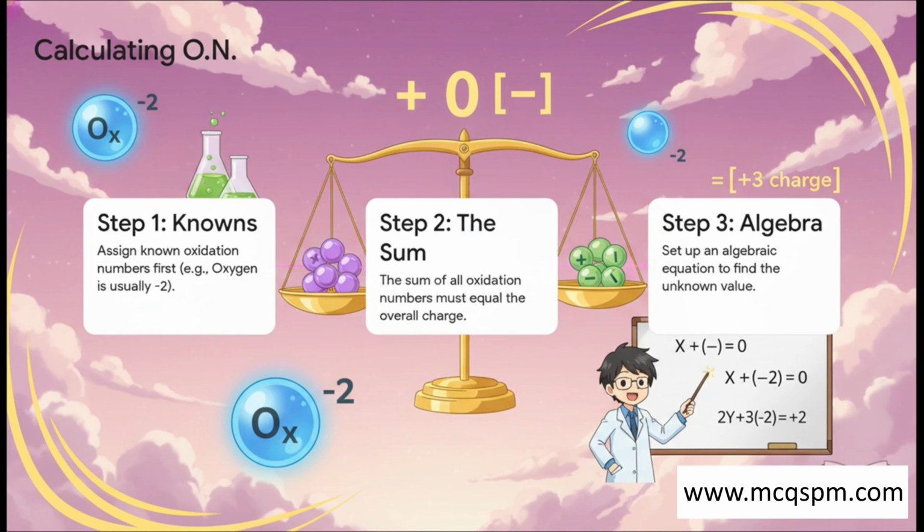So here's your 3-step recipe for success. Step 1, always start with what you know. For example, oxygen is pretty much always -2. Lock that in. Step 2, remember the total has to add up to the overall charge. So if you have a neutral molecule, everything adds up to 0. If you have an ion, it all adds up to that ion's charge. And finally, step 3, it's just a bit of basic algebra to solve for the mystery number.